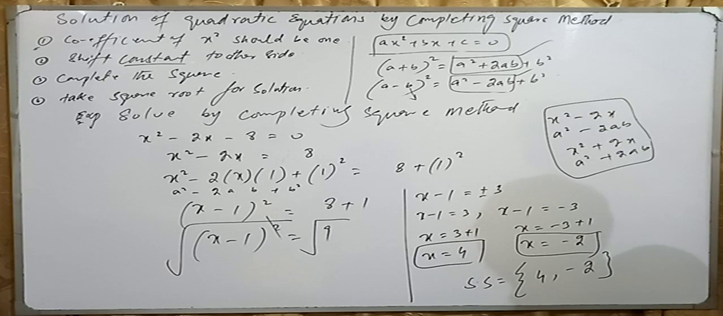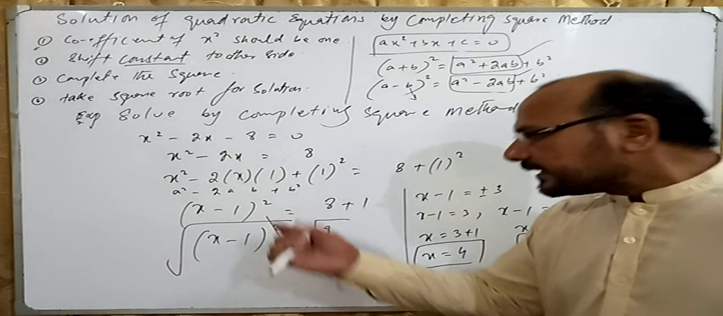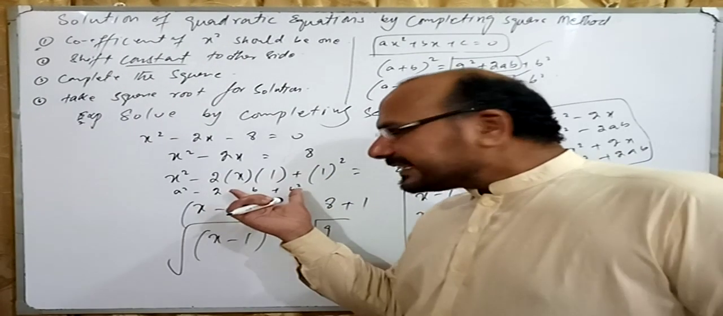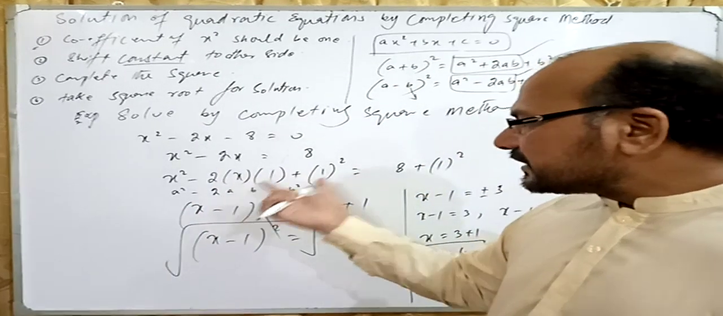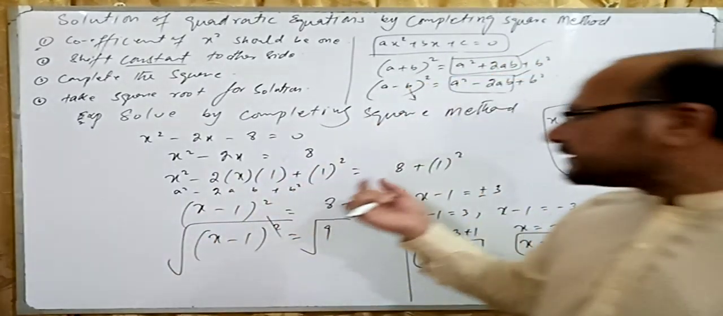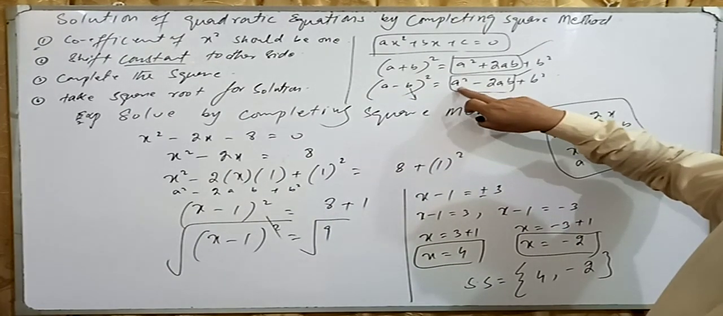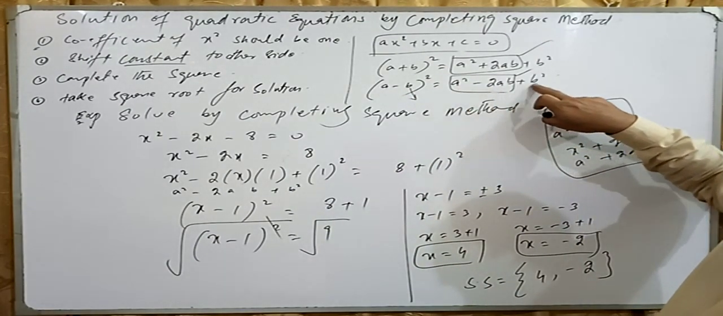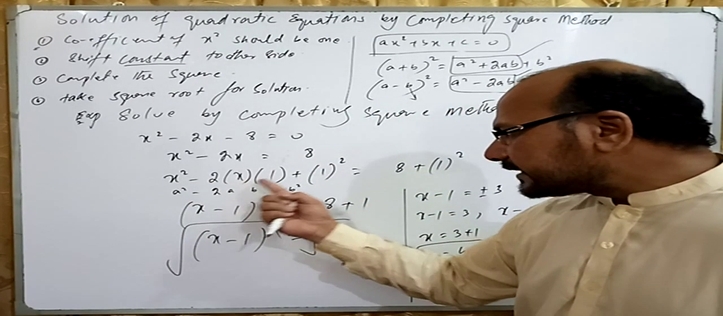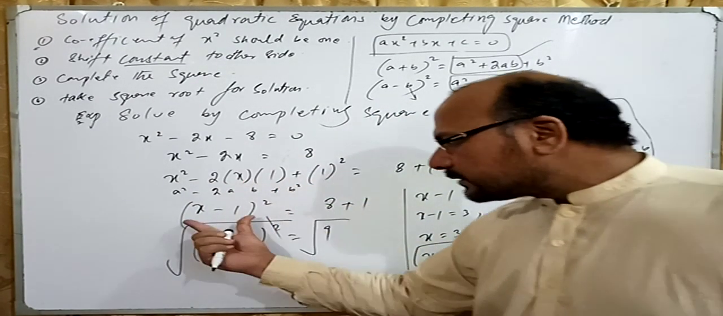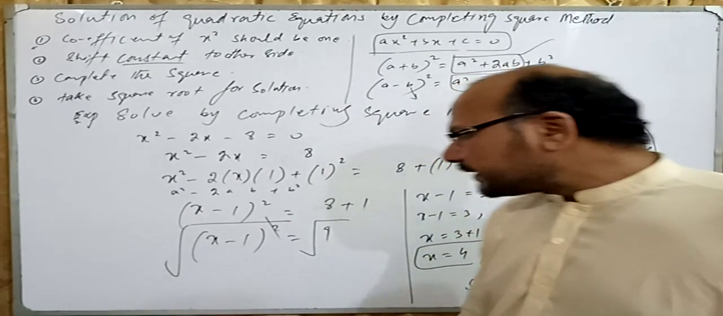That's why you have to practice how to complete the square. After completing the square, write the complete square form. a square minus 2ab plus b square equal to what? a minus b whole square. So x square minus 2 into x into 1 plus 1 square is equal to what? x minus 1 whole square.